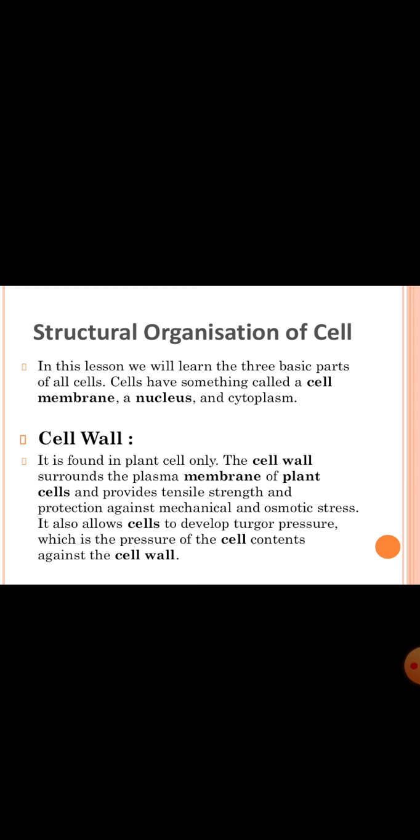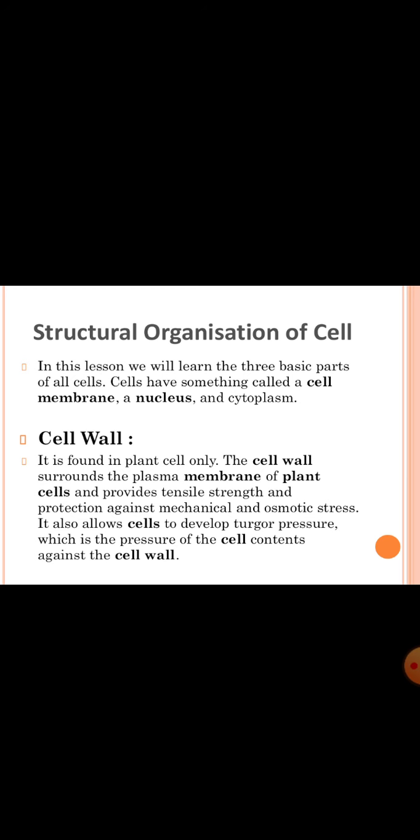Means the cell has something called a cell membrane, a nucleus and cytoplasm. In these, we first discuss the cell wall. The cell wall is found in plant cells only, not in all living beings.